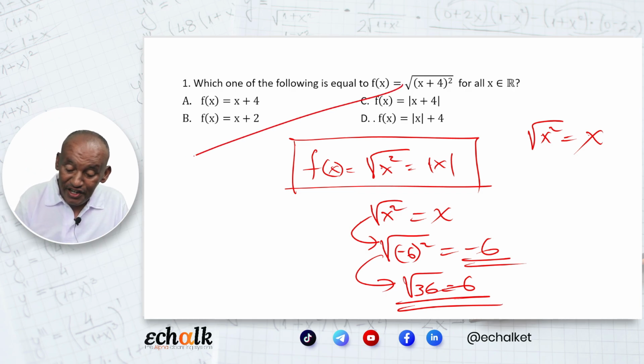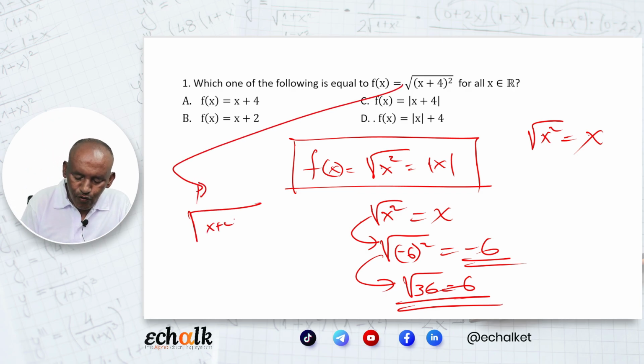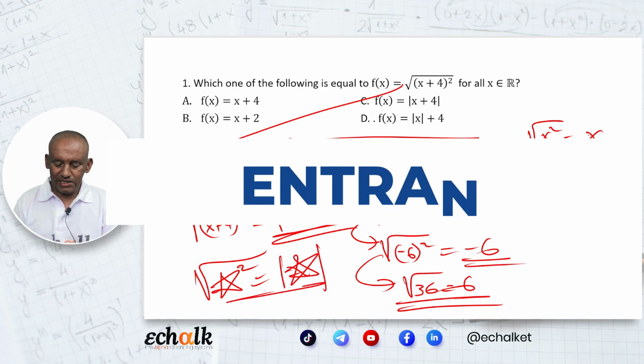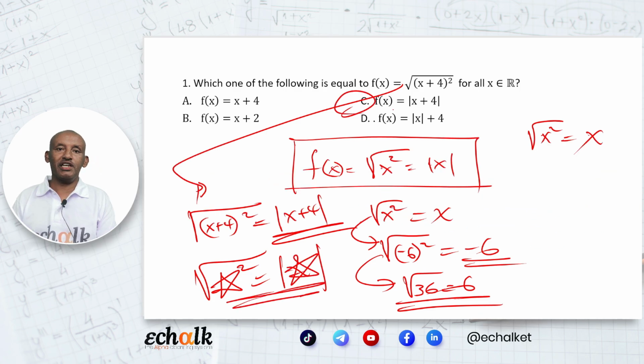Based on this definition, the square root of x plus 4, the whole squared, means the absolute value of x plus 4. Like this. The square root of something squared is simply the absolute value of something. You should understand this idea. So the answer to this question is C, f of x equals the absolute value of x plus 4.